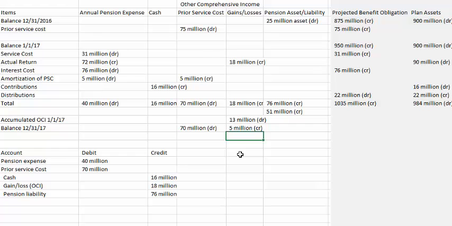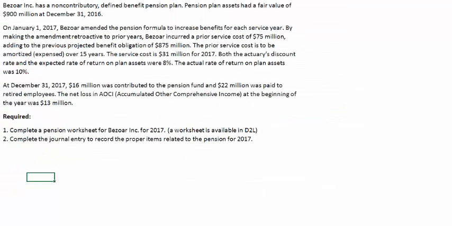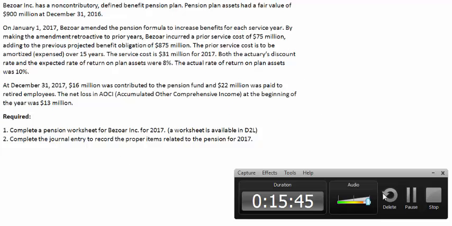This is where you did that corridor approach to see if this account, the gain or loss, is greater than 10% of the PBO, and we'll go through that later. And then you bring down, so these are your balances. Here's the balance in the pension liability account. These would then roll over to the next year's pension worksheet. So I'm pretty sure we answered everything on that question. Yes, it looks like we did. I'm sorry it took so long.